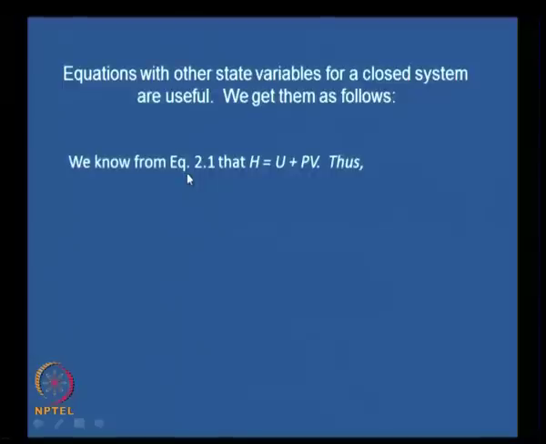We know from equation 2.1, you can go back to your notes if you are taking your notes, or go back to the point in the video, that H equals U plus PV. This is the definition of enthalpy. Therefore, dH, the differential of H, is du plus d of PV. By chain rule we know that d of P into V is first function into the derivative of the second function plus the second function into derivative of the first function. Therefore, P into dV plus V into dP. Therefore, dH equals du plus PdV plus VdP.